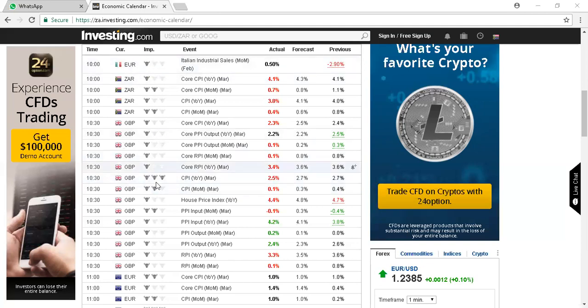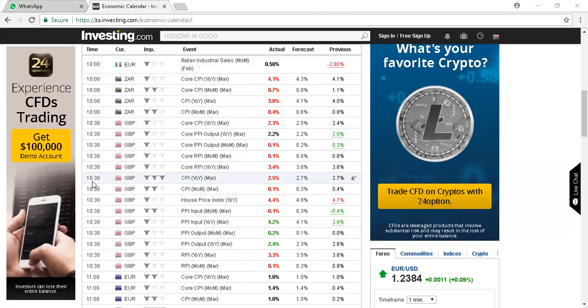It shows you how volatile the news is expected to be. If it's got 3 bulls, then it's highly volatile, and then 2 bulls would be moderate, and 1 bull would be low volatility. So we're looking for the news events that's got 3 bulls, specifically the CPI events.